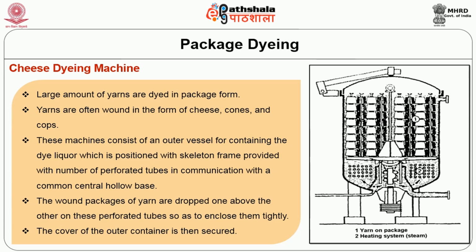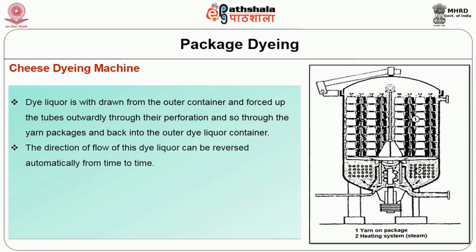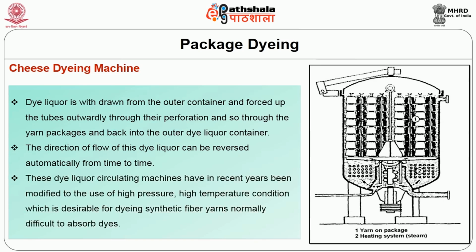Dye liquor is withdrawn from the outer container and forced up the tubes outwardly through their perforations, and so through the yarn package and back into the outer dye liquor container. The direction of flow of this dye liquor can be reversed automatically from time to time. These dye liquor circulating machines have in recent years been modified to the use of high pressure, high temperature conditions, which is desirable for dyeing synthetic fibers, yarns normally difficult to absorb dyes.